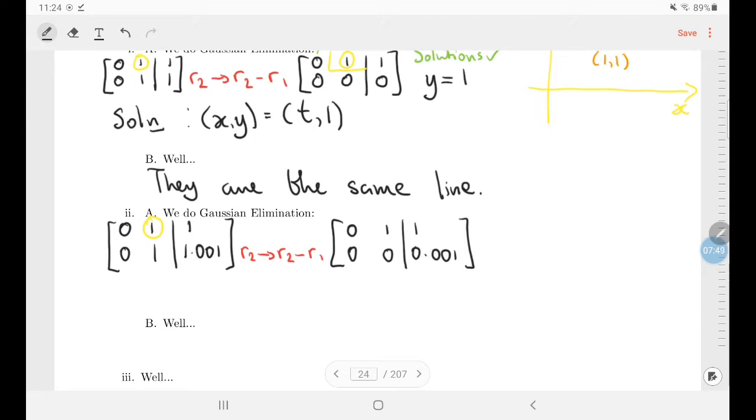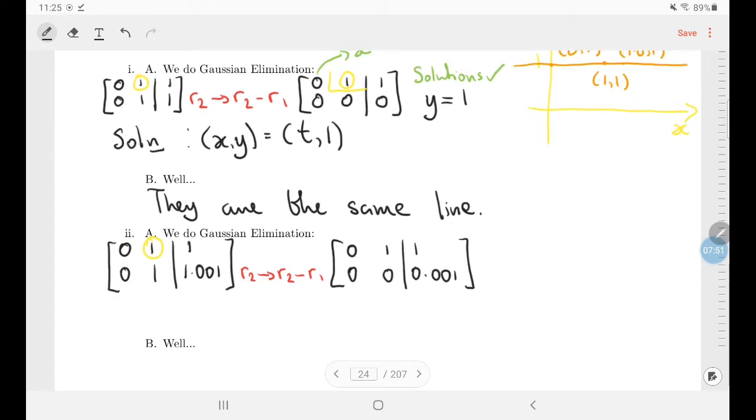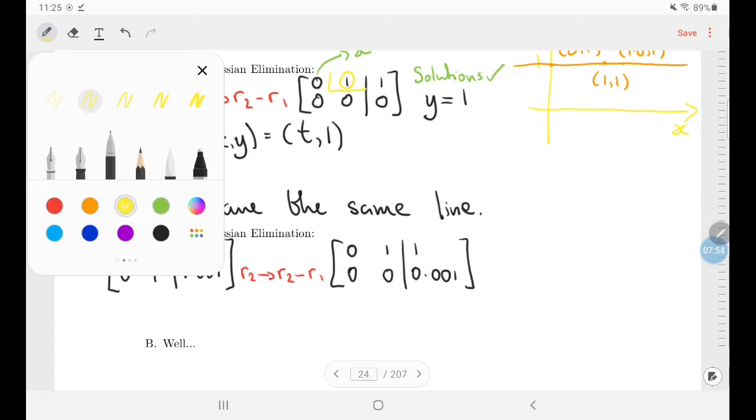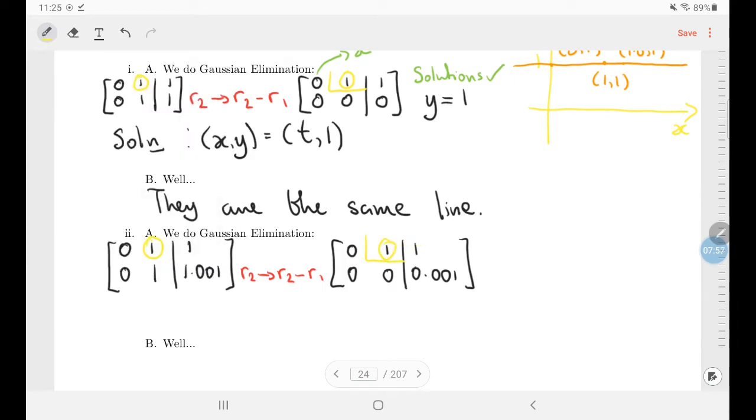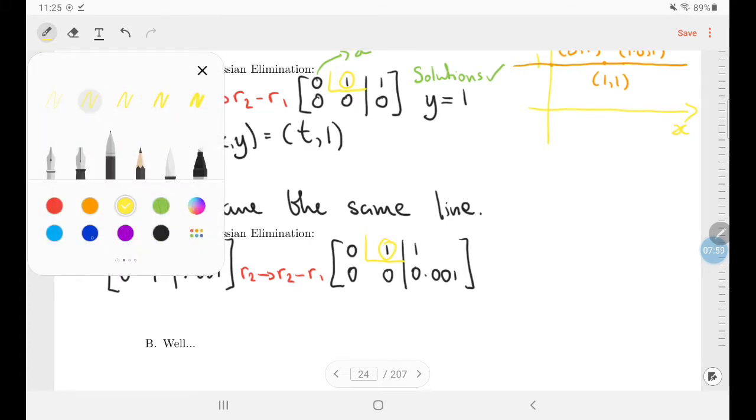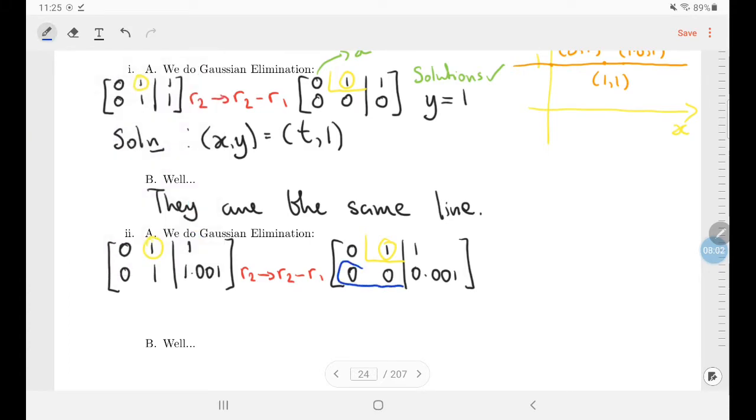Now you should be getting some alarm bells here because look at the bottom row. We are in the reduced form because we have our pivot, we have our staircase. But the bottom row says 0x plus 0y is equal to 0.001. That's impossible. So what that implies is that there's no solutions. When you write down the original equations, you assume they have solutions. If you get nonsense, that means that the assumption of solutions was wrong. So this is a simultaneous equation with no solutions.